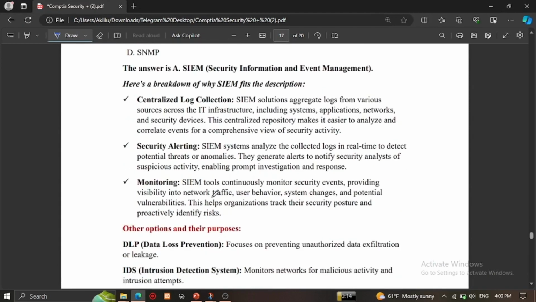Here is a breakdown of SIEM, a centralized log collection. A SIEM solution aggregates logs from various sources across IT infrastructure, including system, application, network, and security devices. This centralized repository makes it easier to analyze and correlate events for a comprehensive view of security activity. Secondly, security alerting. A SIEM system analyzes collected logs in real time to detect potential threats or anomalies, while in case of monitoring, SIEM tools continuously monitor security events, providing visibility into network traffic.